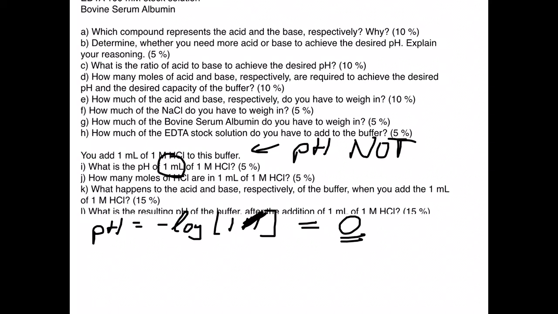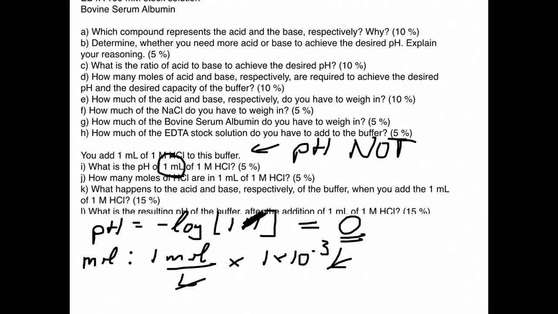Now how many moles of hydrochloric acid are in 1 milliliter? So again we are looking for a mole, and we have 1 mole per liter, that's our 1 molar solution, and we have 1 times 10 to the minus 3 liters, so this cancels out, and this gives us 1 millimole of hydrochloric acid that we have here in our 1 milliliter.